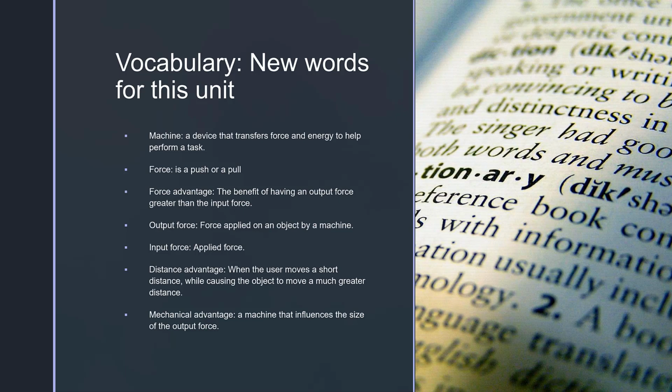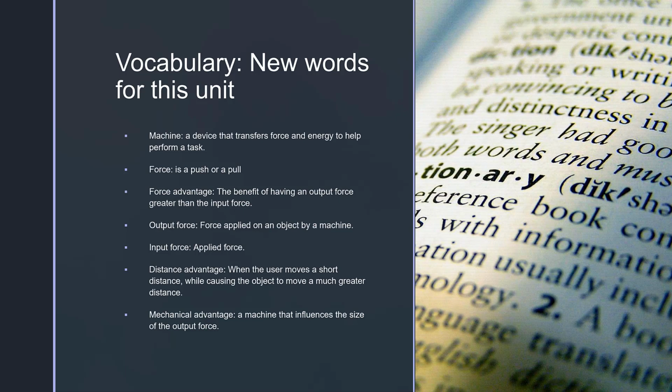The input force is the amount of effort you put into the machine. For a hammer, you have to swing the hammer. That's the input force. For bringing up the elevator, you just push the button and it does the rest. The distance advantage is how far the machine moves something. The user moves a short distance while causing the object to move a much greater distance. You do this every single day when you play football. When you kick the ball, you only move your foot maybe 2 or 3 feet, but you move it with a lot of power, and it sends the ball flying into the net.